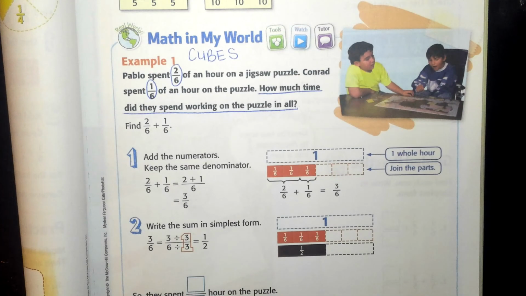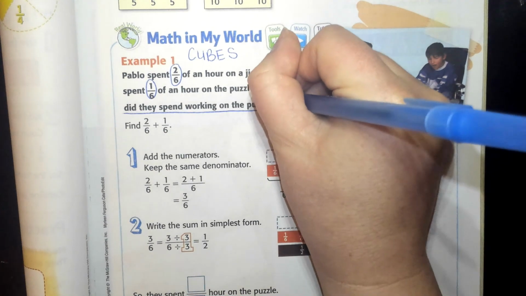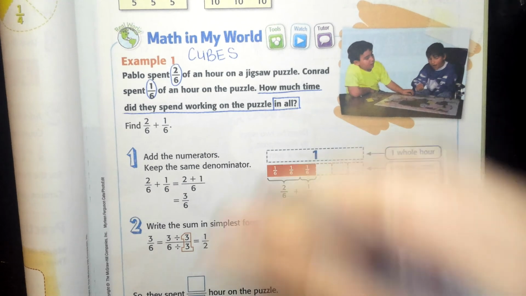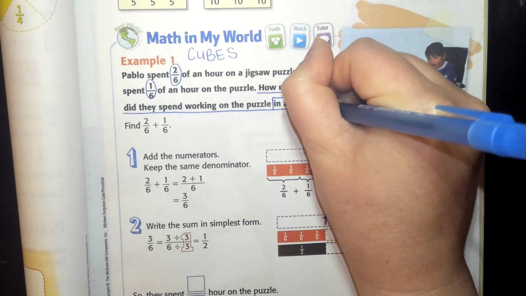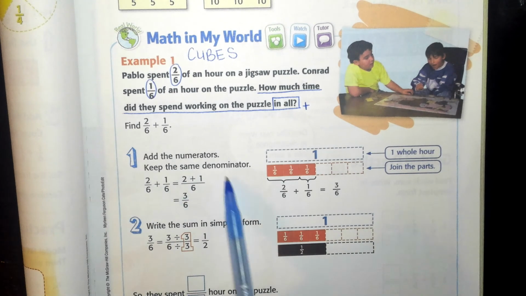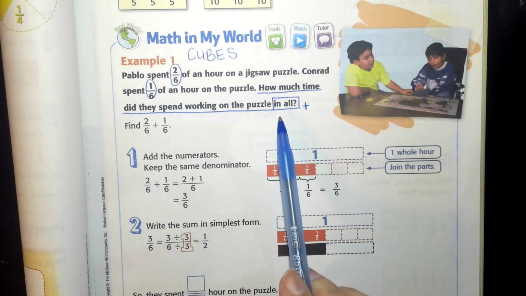So let's skim over the word problem and see what kind of keywords I can find. So I see "in all." Oftentimes, "in all" tells me that I'm going to be adding. So I'm going to put this little plus sign right here. Looking ahead, you can see that yes, we are in fact adding. So my keyword "in all" does tell me that I am adding today.